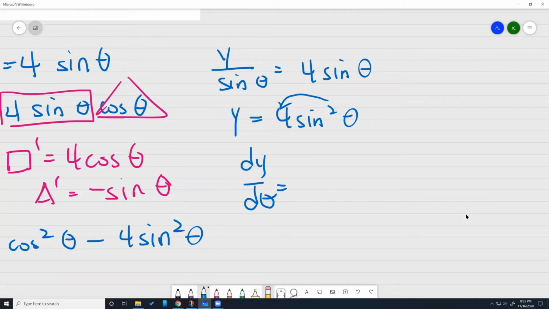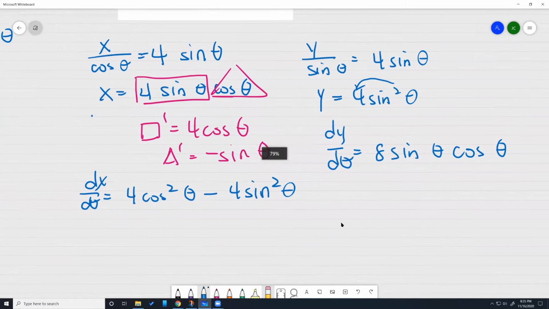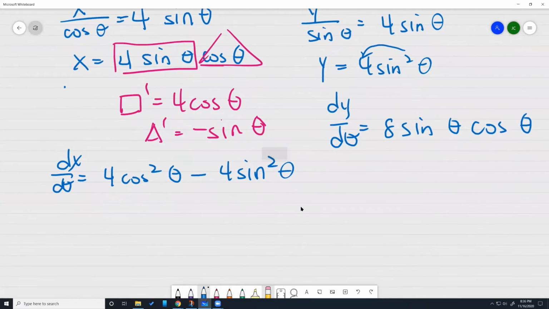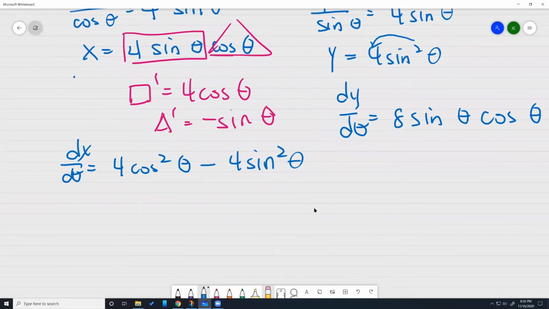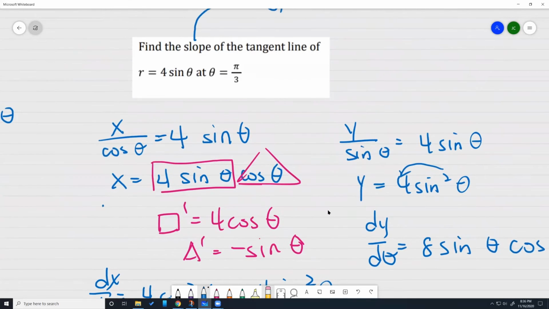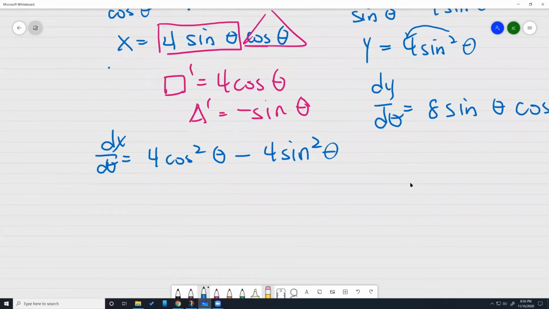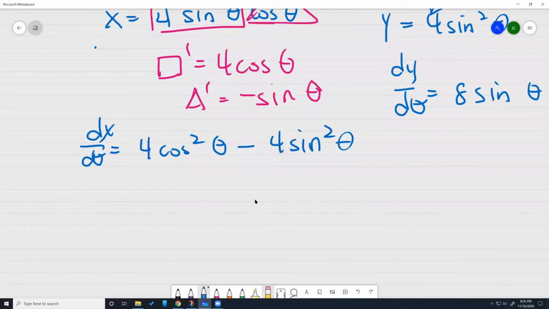Just using the power rule, chain rule: 8 sine theta times the derivative of sine theta, which is cosine theta. Okay. Then what you can do is go ahead and plug in theta equals pi over 3 into each of the expressions, because now you can get the derivatives at theta equals pi over 3. It's going to take some trig work as well.